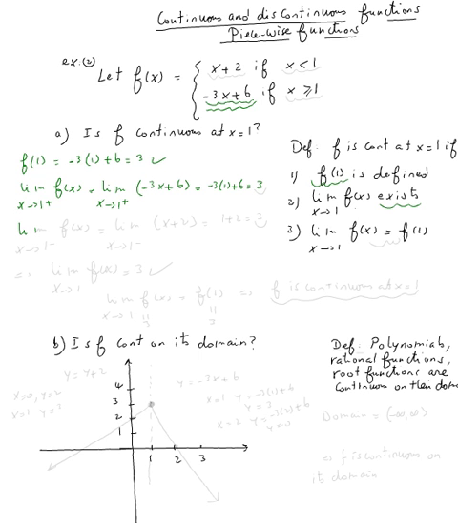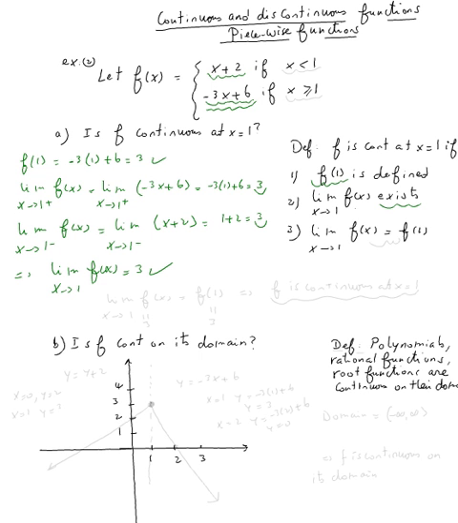Now we need to do the limit of the function as x approaches 1 from the left side. Since we're approaching 1 from the left, we need to use x plus 2, because x is strictly less than 1. So this is the limit of x plus 2 as x approaches 1 from the left. Just plug it in, it's a polynomial. 1 plus 2 is equal to 3. Since the right and left limits are 3, we can say the limit of f of x as x approaches 1 is 3. So the second condition is met.